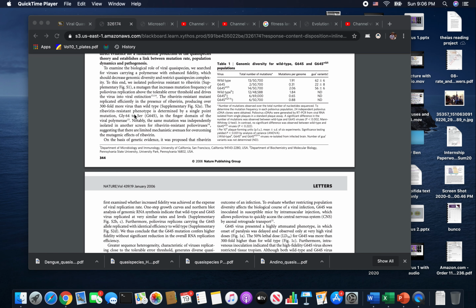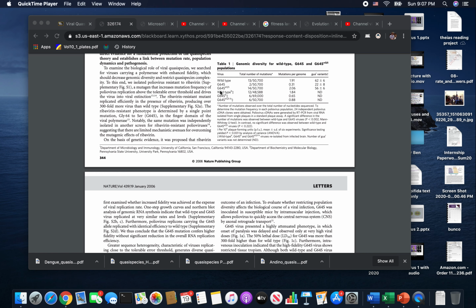So for starters, let's look at the different kinds of virus that they're going to be using here. The first one is going to be the wild type virus. They actually sequenced thousands of nucleotides from each one of these, many genomes, many different individual parts. This is back at a time when this was very difficult to do, but they still managed to do it. And what they found is that the wild type has an average of about 1.9, almost 2 mutations per genome.